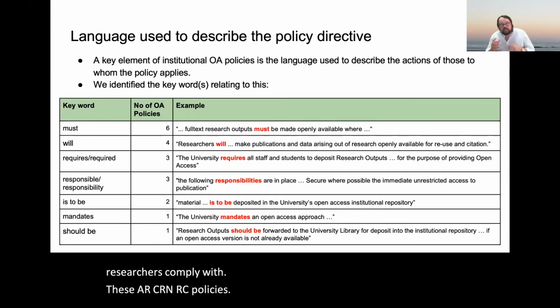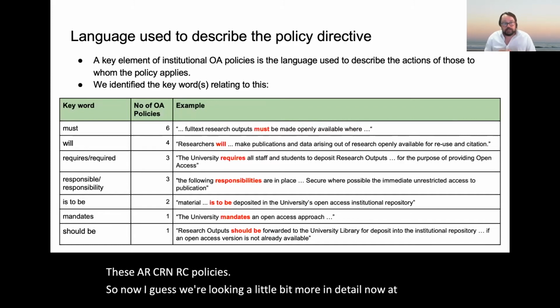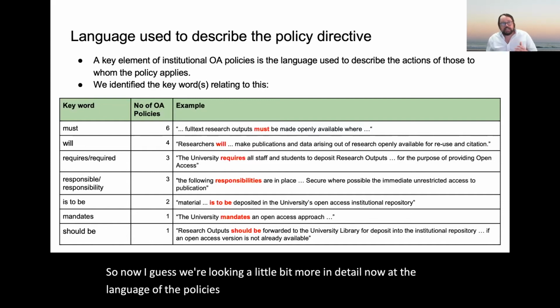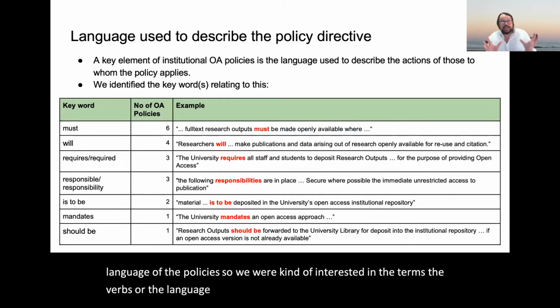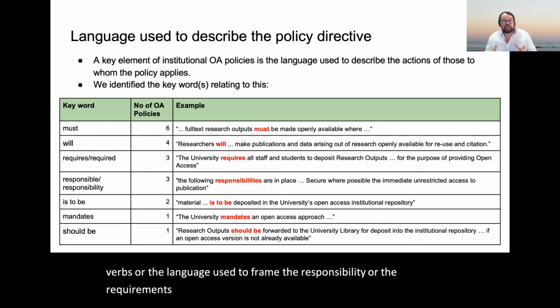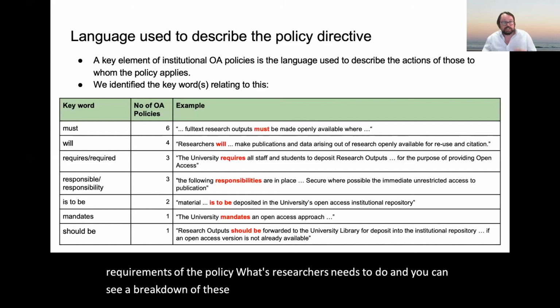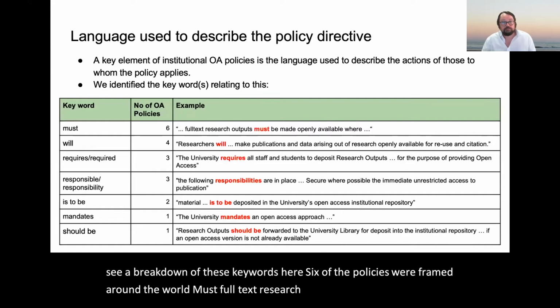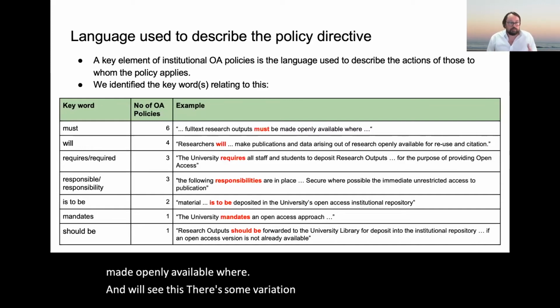So now we're looking a little bit more in detail at the language of the policies. We were interested in the terms, the verbs or the language used to frame the responsibility or the requirements of the policy, what researchers need to do. And you can see a breakdown of these keywords here. Six of the policies were framed around the word must. So full text research outputs must be made openly available where. And we'll see there's some variation here: must and will and requirement, responsibility, mandates, should be.